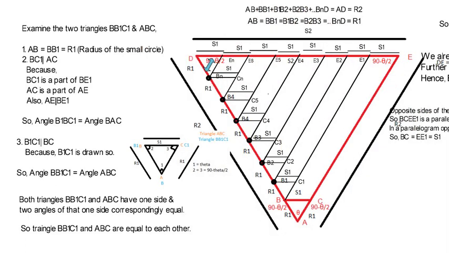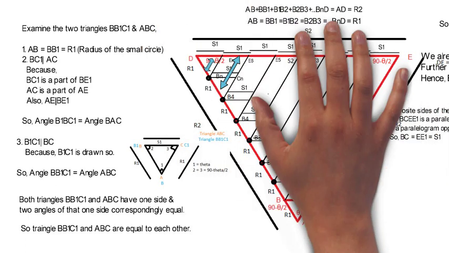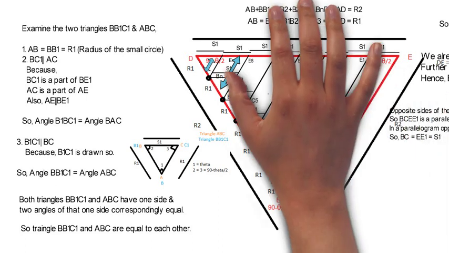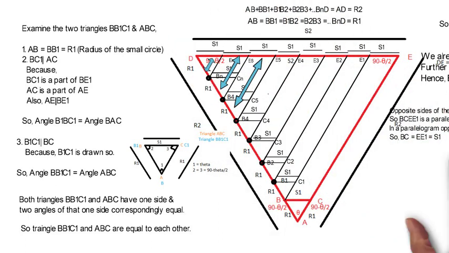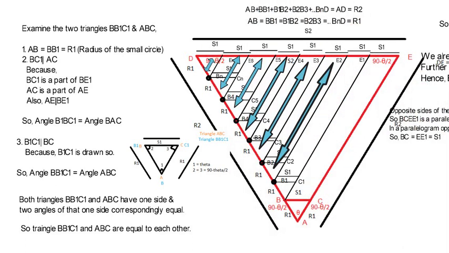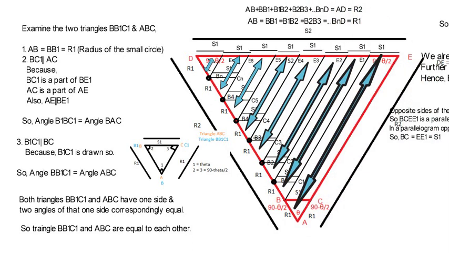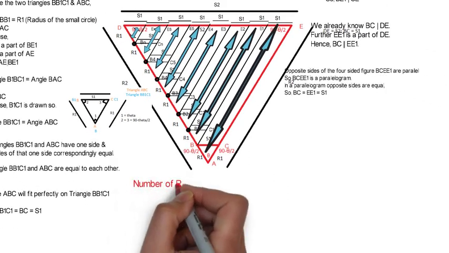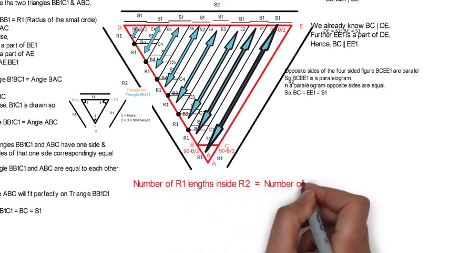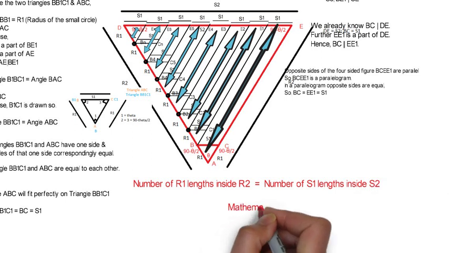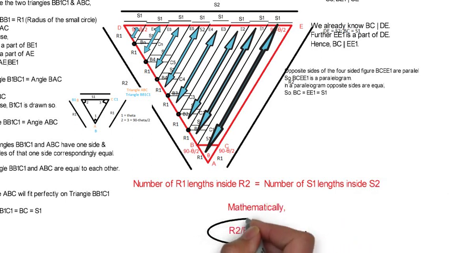If we examine closely, we can observe that for every length of R1 in the line AD, there is a corresponding length of S1 in the line DE. That is, for every length of R1 inside the length R2, there is a corresponding length of S1 inside the length S2. So the number of R1 lengths inside R2 is equal to the number of S1 lengths inside S2. This is written mathematically as R2 by R1 equal to S2 by S1.